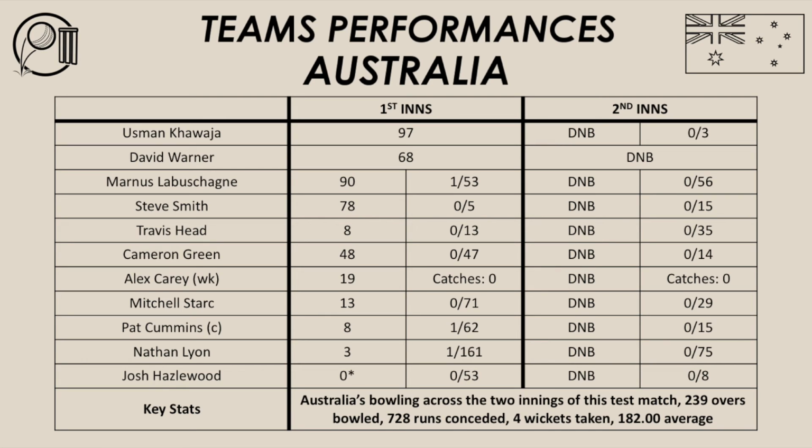It was a pretty tough bowling performance from Australia. They managed to take 4 wickets in 239 overs and conceded over 728 runs at a bowling average of 182. And you've got to remember, one of the wickets was the run out of Labuschagne getting rid of Babar Azam. So technically 3 wickets. So it was a pretty tough day in the office for Australia with the ball in this first test.